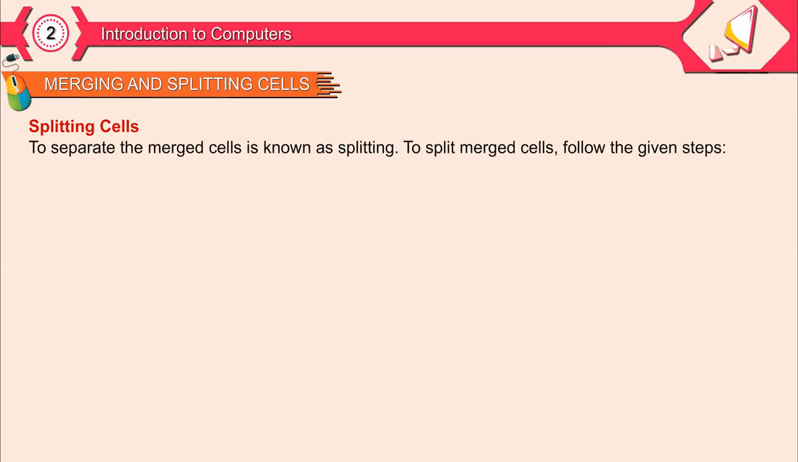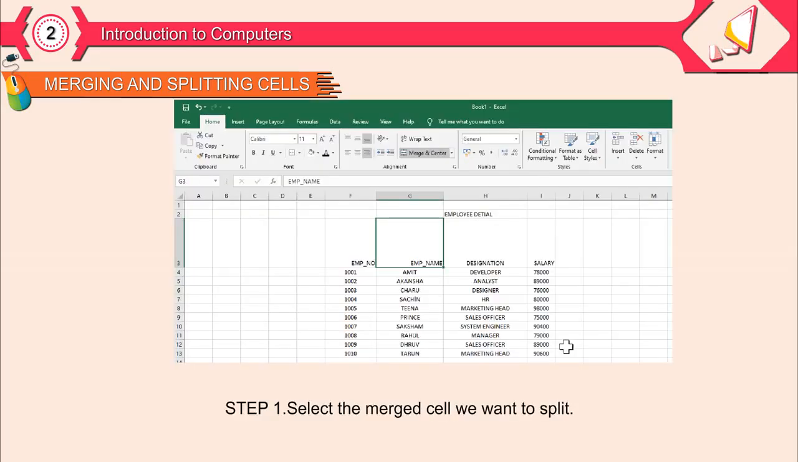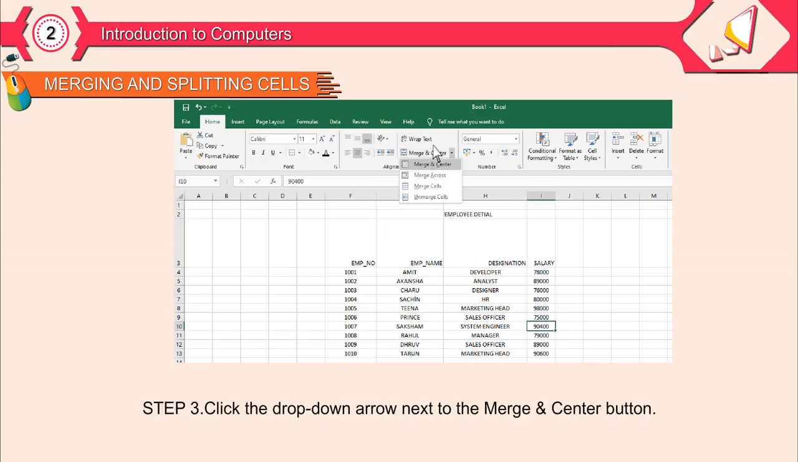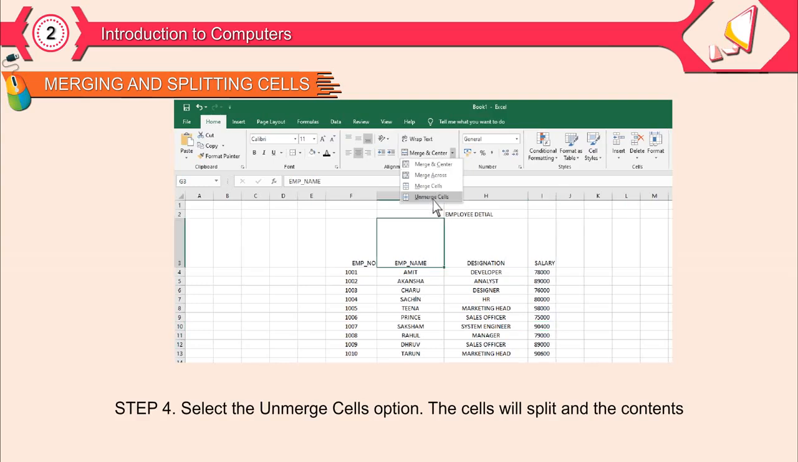Splitting cells. To separate the merged cells is known as splitting. To split merged cells, follow the given steps. Step 1. Select the merged cell we want to split. Step 2. Choose the Home tab. Step 3. Click the drop-down arrow next to the Merge and Center button. A drop-down menu will appear. Step 4. Click the Unmerge Cells option. The cells will split and the contents of the merged cell will appear in the upper left cell of the range of split cells.